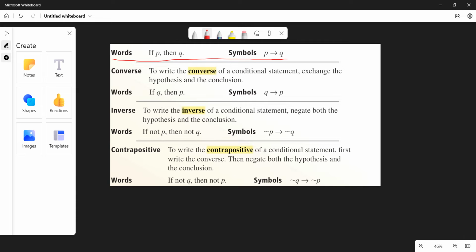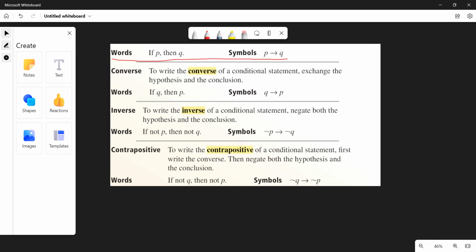The inverse of a conditional statement is negating the hypothesis and the conclusion. So with our YouTube statement, the inverse would be, if I'm not a YouTuber, then I don't make YouTube videos. And the contrapositive is a combination of the converse and the inverse. So, if I don't make YouTube videos, then I'm not a YouTuber.